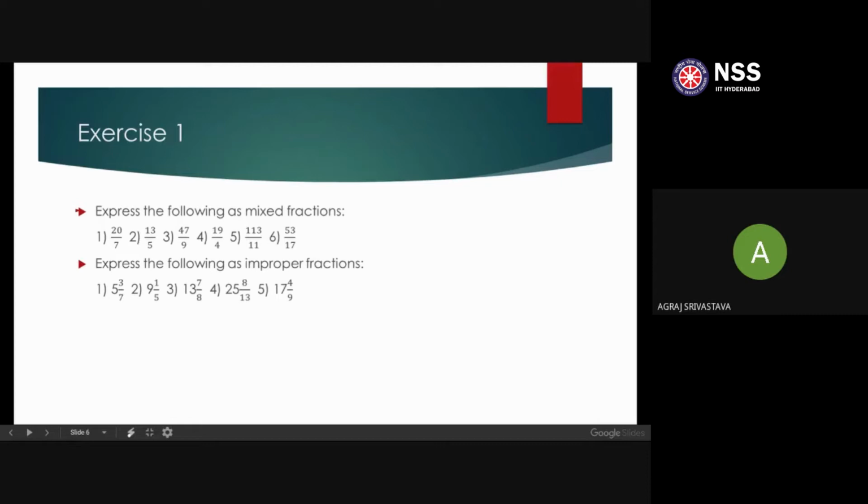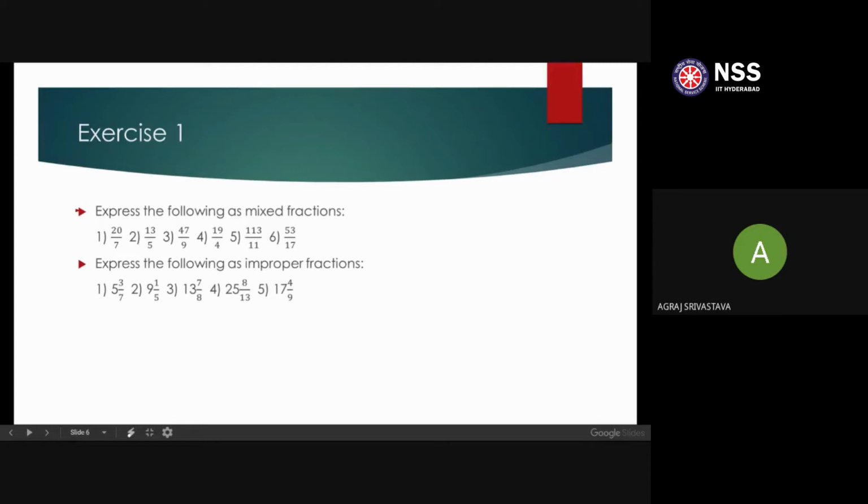That's a mistake on my part. 47 by 9 will be split into 45 plus 2 by 9, and 45 divided by 9 yields the quotient 5, and you have a remainder of 2 by 9 associated with it, so the mixed representation will be 5 2 by 9. Now moving on to the second part of the exercise.